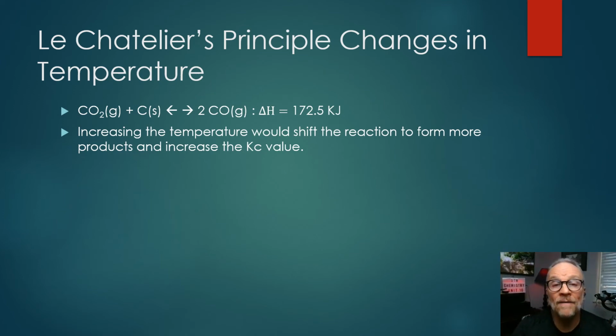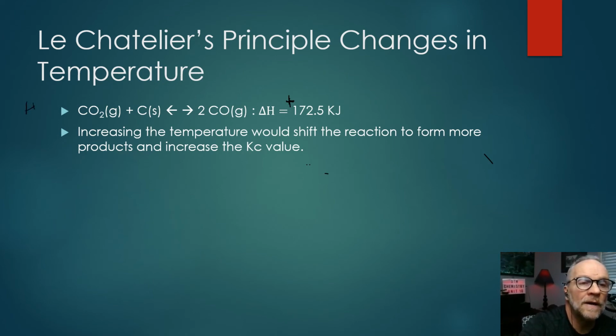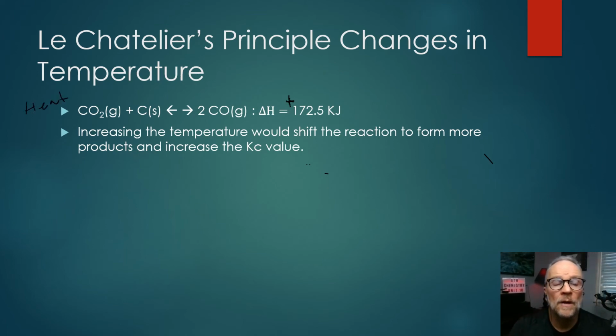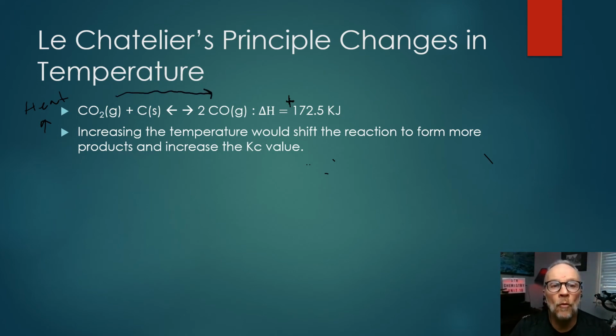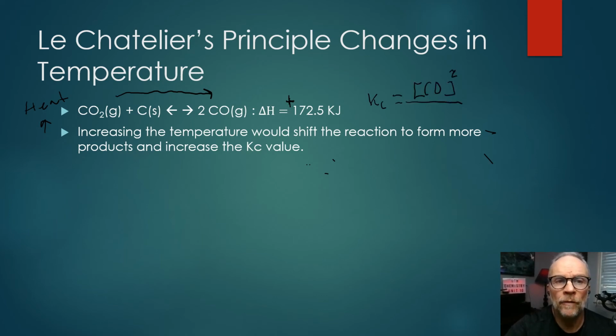So here we have an endothermic reaction, right? When you don't see a sign, it's assumed to be positive. So in this case, you can think of the energy being on the product side. So here you have the heat on this side of the reaction. Increasing the temperature is going to shift it away from that heat, and so it's going to form more products and therefore increase the value of Kc. Remember, when we write Kc here, it's always going to be the products over the reactants.